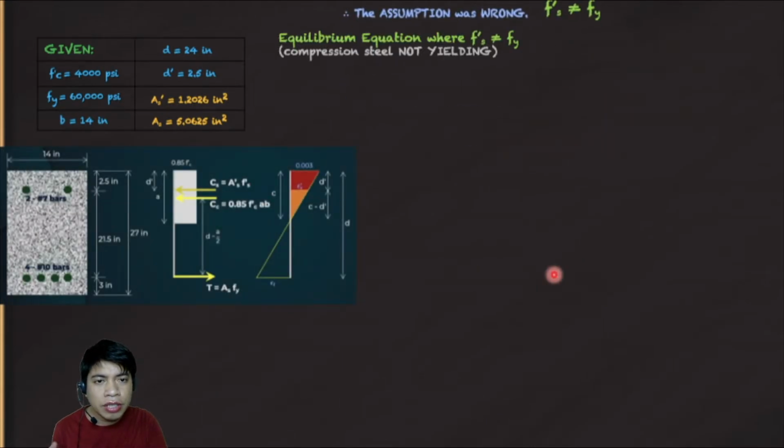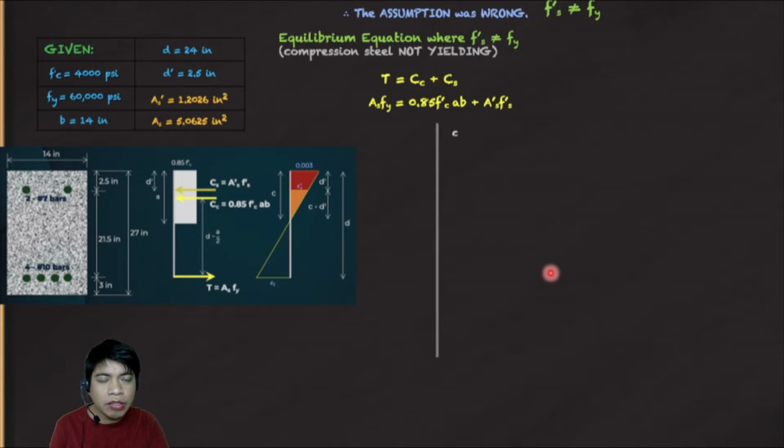Babalik tayo sa ating equilibrium equation pero this time, hindi na natin i-assume that F sub S prime is equal to F sub Y. Okay? So this time, compression steel is not yielding kasi sure na tayo na hindi siya mag-yield. Okay? So based sa atin guys na equilibrium equation kanina, that is tension force equals to compression concrete plus the compression steel. Ayun, so isusulat natin ulit yung ating formula. Okay? So, ito yung mga formula ng bawat isa sa kanila. Alam na natin yan, okay?